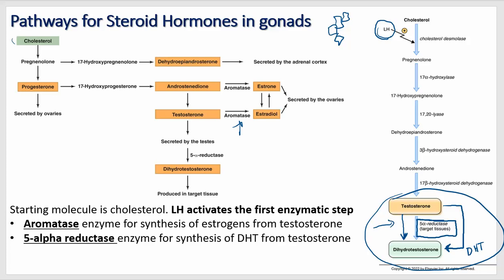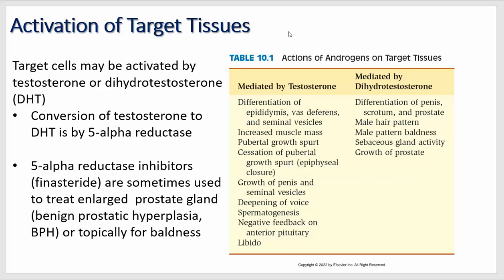So going back to the DHT, target cells may be activated by testosterone or dihydrotestosterone. In the body, you can see that there are a lot of things that are mediated by testosterone: differentiation of the epididymis and vas deferens, which we saw during development, increased muscle mass, puberty growth spurt, cessation of pubertal growth spurt, epiphyseal closure after growth, growth of the penis, deepening of the voice, spermatogenesis, negative feedback, and libido.